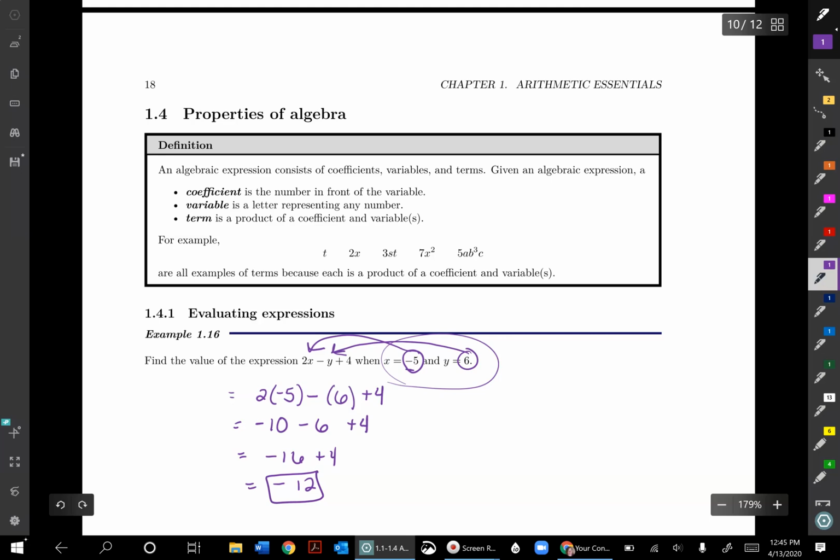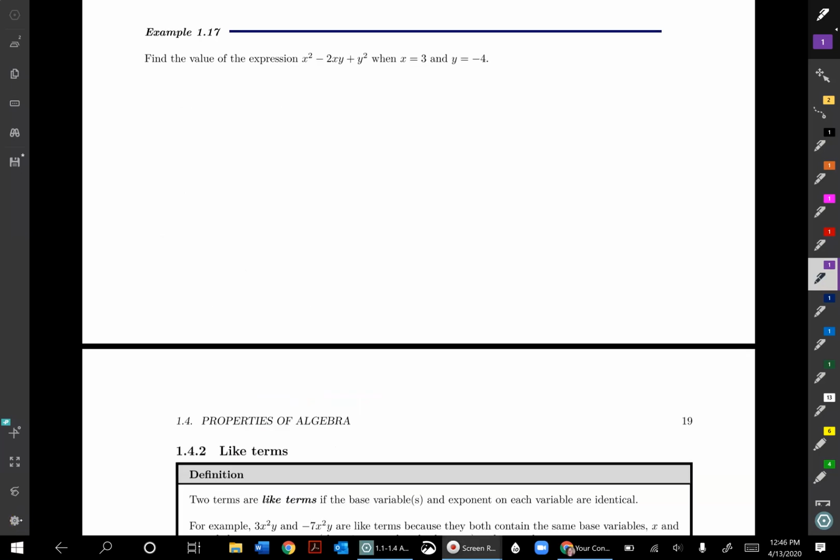Make sure you mark your answers. For the next one, example 1.17, I'm going to have you try that on your own. Go ahead and plug in 3 for x and -4 in for y, everywhere you see the y. The expression is x squared minus 2xy plus y squared.